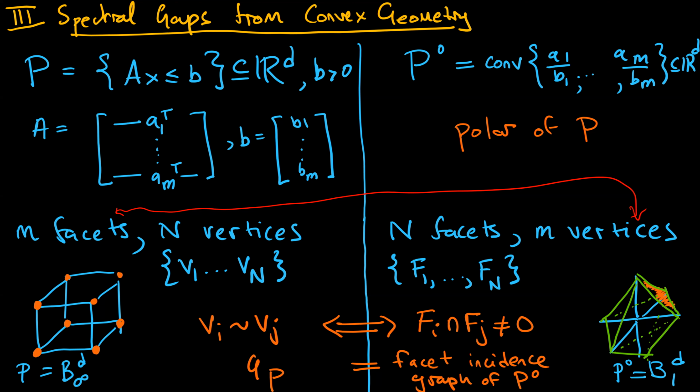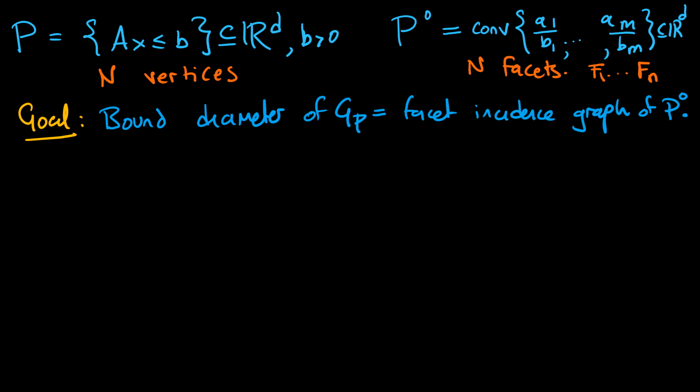So the graph, which consists of edges and vertices in the original, becomes a graph in the polar where the nodes in the graph are the facets, and the edges in the graph are the intersections between two adjacent facets. Whenever two facets have a non-trivial intersection, that produces an edge in the graph. So it's the facet incidence graph of the polar. The n vertices of the original become n facets in the polar, and we want to bound the diameter of the facet incidence graph of the polar.